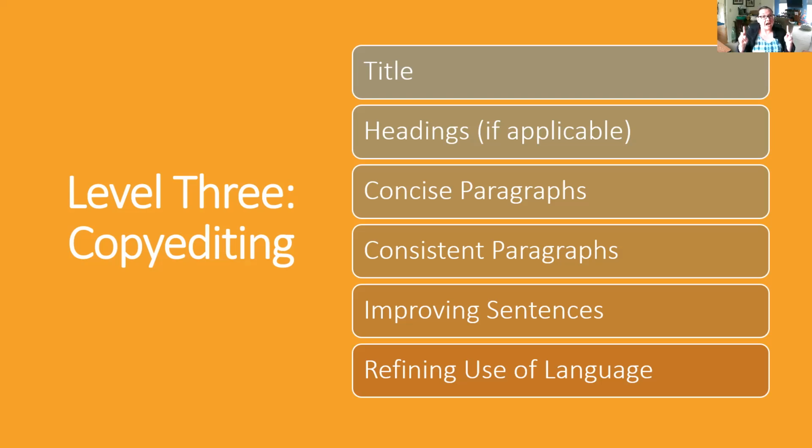Now, these aren't looking for errors. This isn't looking for grammar and spelling errors. This is literally just how can I improve on the style of my sentences, and then refining our use of language.